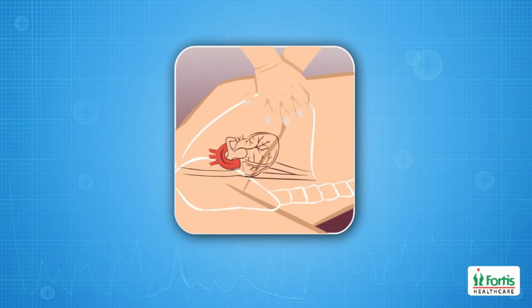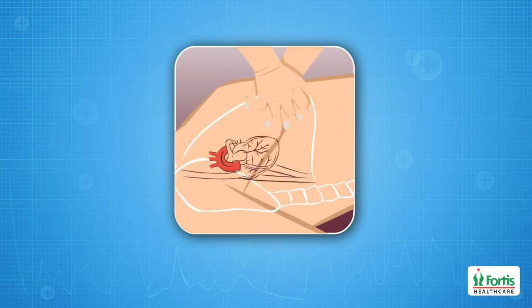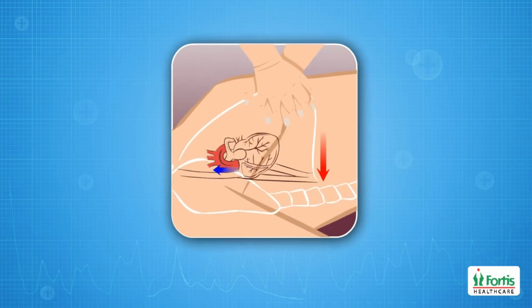CPR is a combination of rescue breathing and chest compressions. It involves the compression of the heart between the breastbone and the backbone and supplying oxygen to the lungs by blowing into the casualty's mouth.